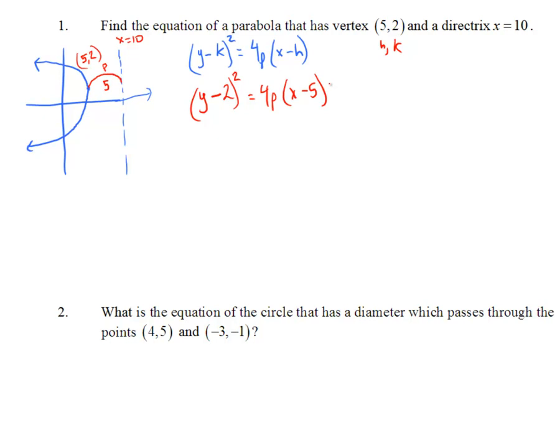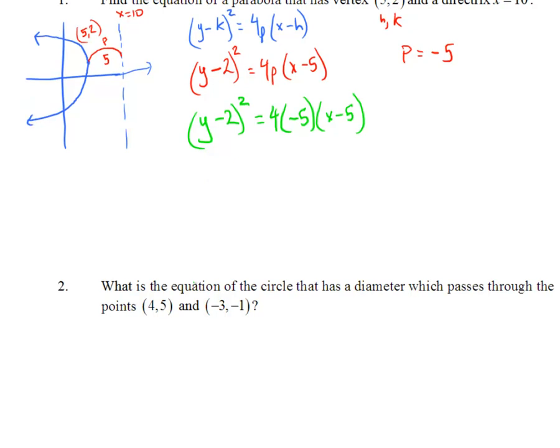The only thing left then is to figure out if it's negative or positive. We should know that if it opens to the left, that means p is negative. So p in this example is equal to negative 5. Negative because it opens left, 5 because it's 5 units to the directrix. If we put that in, we get our final answer: y minus 2 all squared equals 4 times negative 5 times x minus 5. And there's the equation of the parabola with the given information.